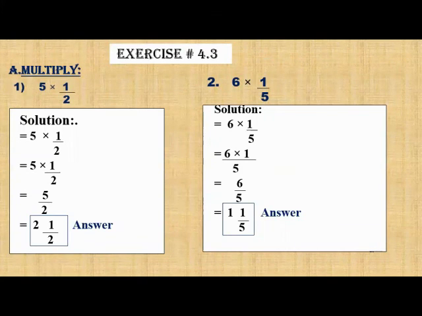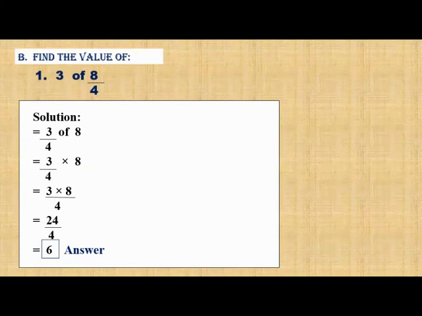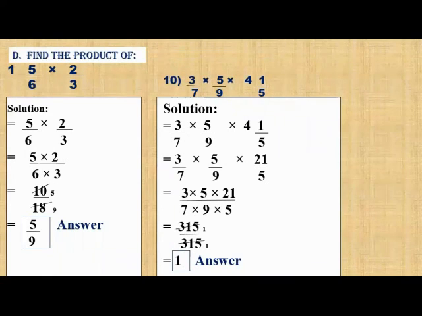In exercise 4.3, in part A, you have to multiply these fractions. In part B, you have to find the value of, and in part D, you have to find the product of. This is your exercise 4.3.